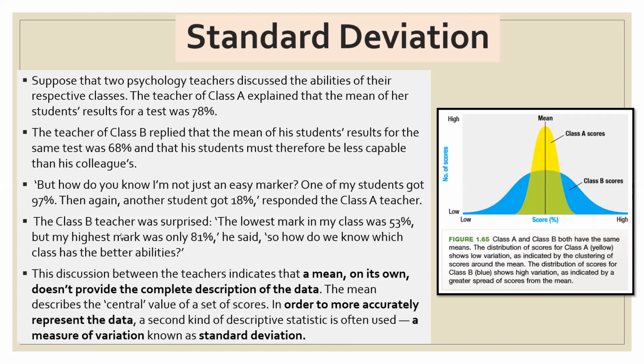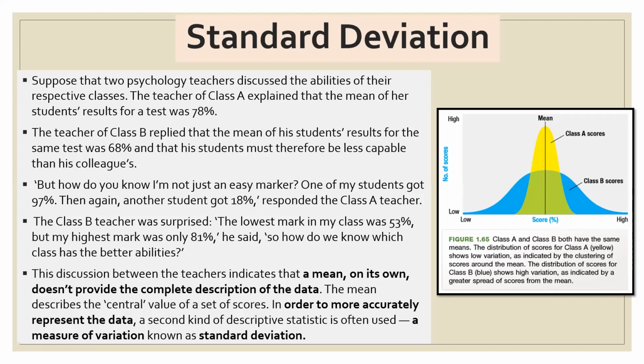And class B teacher, which is me, I'm like, okay, well, that's surprising because the lowest mark in my class was 53%, but the highest mark was only 81%. But you can see there that even though the highest was only 81%, the lowest was 53. There's not much spread there. The difference is quite low compared to Miss B's class, okay? 97% and 18, that's a huge difference. 53 and 81, still kind of a big difference, but not as much. So now me and Miss B are kind of standing there and we're confused. How do we know which class has the better abilities now?